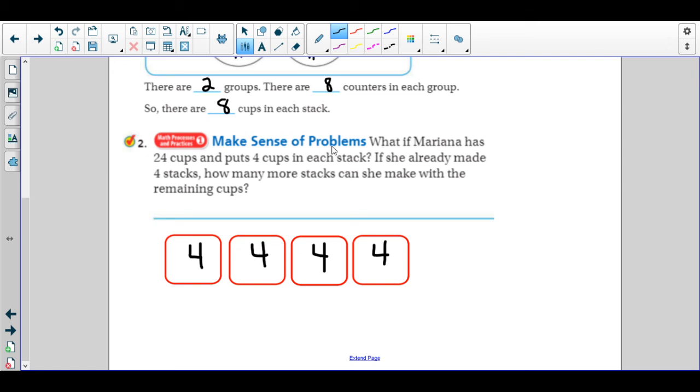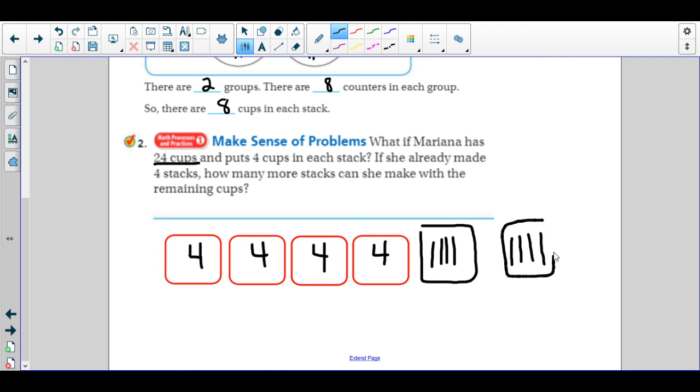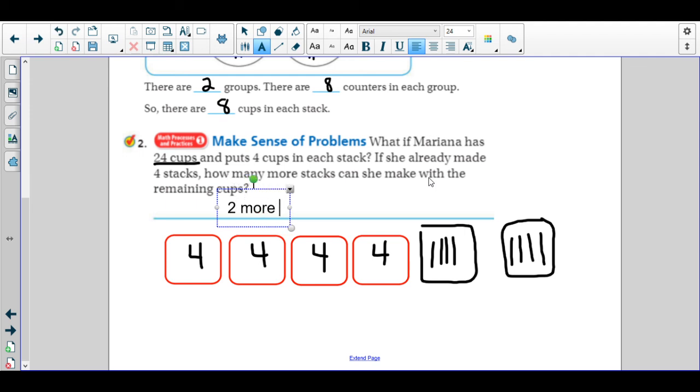If she already has 4 stacks, how many more stacks will she need? Well, we need to get to 24. We're at 16 right now. So 17, 18, 19, 20. That's going to be a stack. 21, 22, 23, 24. That's also going to be a stack. So how many more stacks will we need? We need 2 more stacks, and we can put in parentheses of 4.